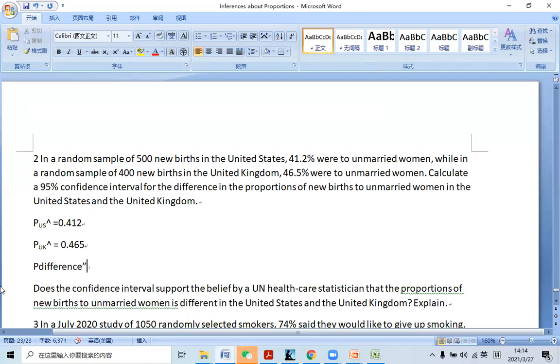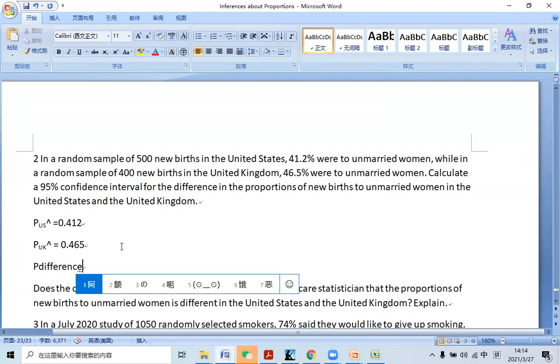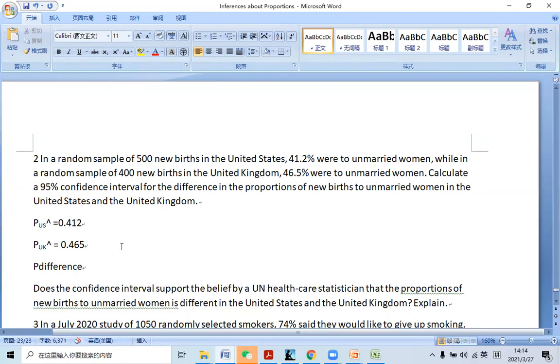Estimated difference here. What's wrong with this one? Something's wrong with my computer. I don't want this one. Difference. Oh, here it is.